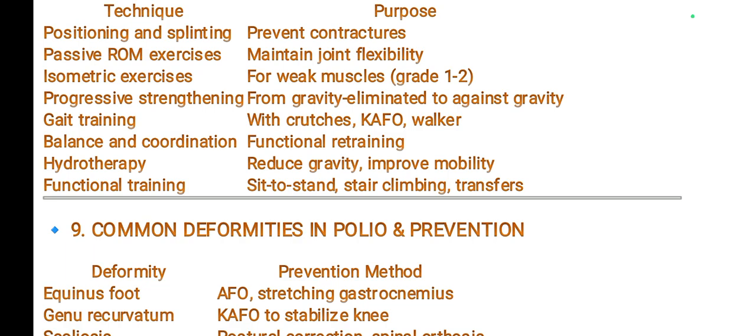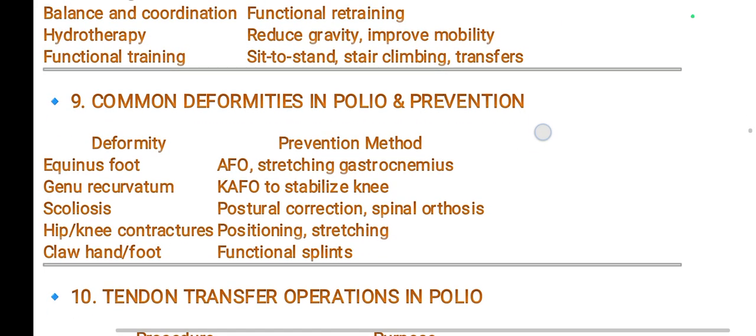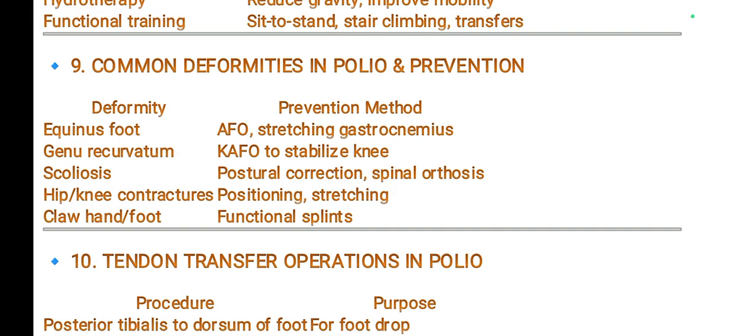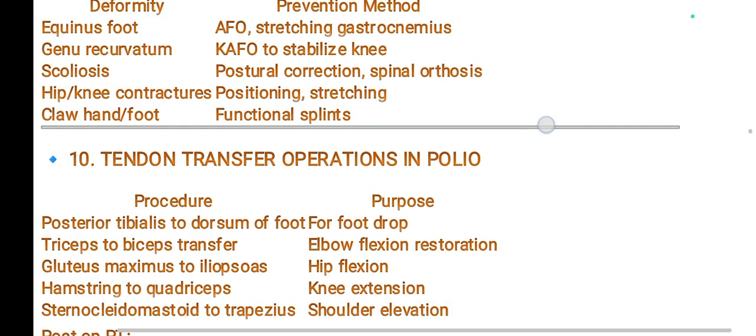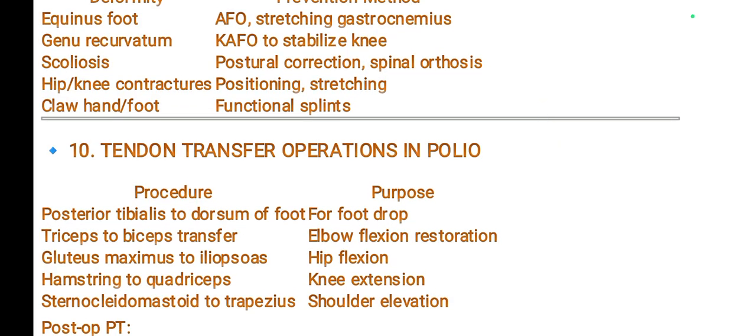Balance and coordination, functional retraining, hydrotherapy to reduce gravity and improve mobility, functional training: sit to stand, stair climbing and transfers. Common deformities in polio: equinus foot, treated with AFO and stretching of the gastrocnemius; genu recurvatum, with KFO to stabilize the knee; scoliosis will be seen, so postural correction and spinal orthosis can be given. Hip and knee contractures: positioning, strengthening. Claw hand and foot: functional splints.